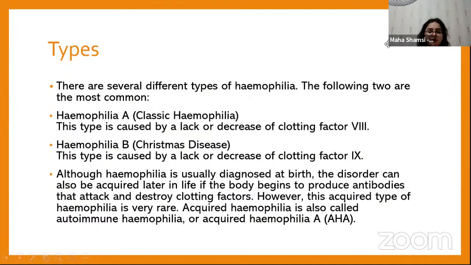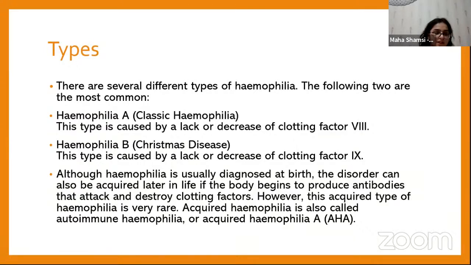So the different types of hemophilia, right? The most common is classic hemophilia or hemophilia A, and then there's hemophilia B, which is the Christmas disease. It's actually not named after the holiday. It's named after a person whose last name was Christmas, and hemophilia B was observed in that person because they were lacking clotting factor IX. Now the clotting factor is the protein required for the blood to clot. The eighth clotting factor, when it's absent or decreased, is when hemophilia A is caused.